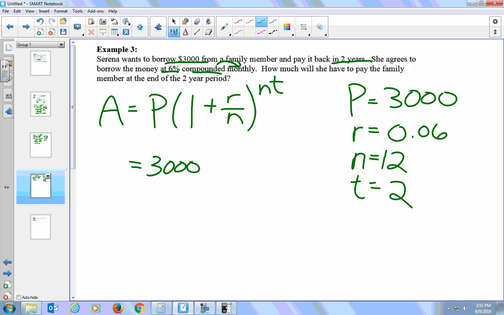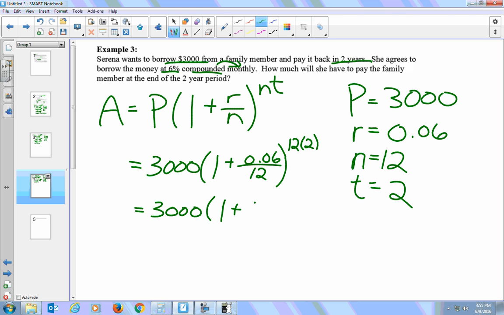Now we plug in our values for our variables. So we have A equals 3,000 times 1 plus 0.06 divided by our N, which was 12 because it was compounded monthly. And then the exponent is 12 times 2 years, which is 24. Now again, calculate the exponent first before we enter it in the calculator: 3,000, 1 plus 0.06 divided by 12, and 12 times 2 is 24.